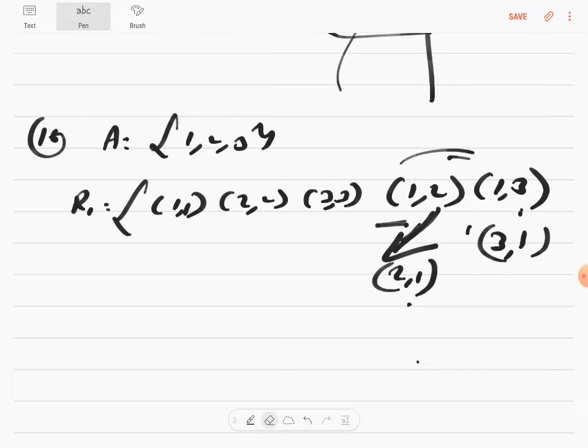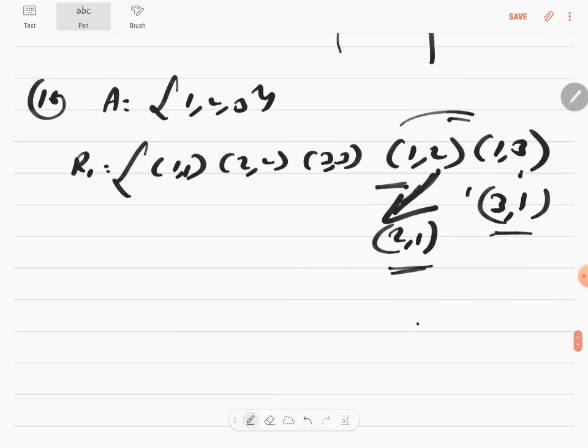We have 1,1, 2,2, 3,3 and it should compulsorily consist of 1,2 and 1,3, which are reflexive and symmetric. Since it's got to be symmetric, I have to write a 2,1 and 3,1, which is inevitable. Correct? But it should not be transitive. Let's see if it's still coming transitive. 2,2 is there, 2,1. 3,3, 3,1 is also there. 1,3 is there.